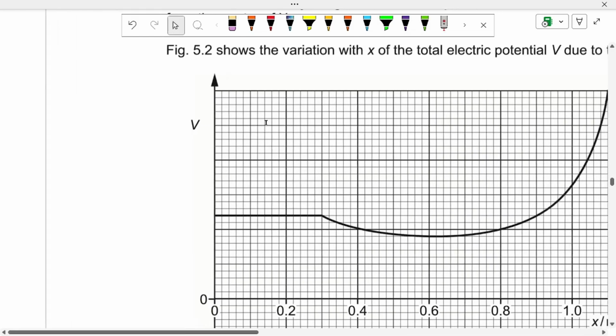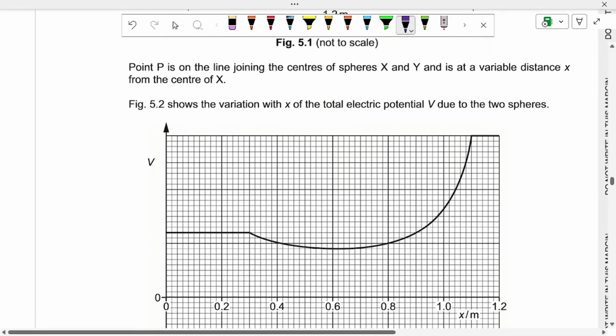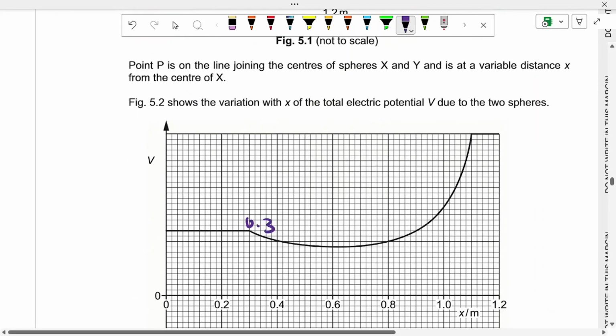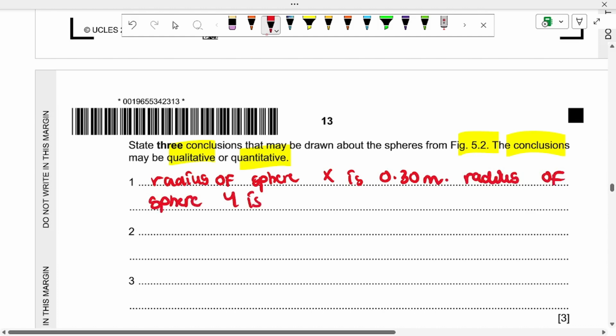So if I have these graphs where I've been given a potential graph against displacement, inside the sphere I know that no work is done because the potential is constant. So for sphere X, the radius is, in this case, 0.3 over here. In this case, it's going to be 0.1. But from here, it's 1.2, 1.1. So this gap is going to be 0.1. So the radius of sphere X is 0.30 meters, and the radius of sphere Y is 0.10 meters. First point. Let's move on. Is the charge on one thing positive? Is the charge on the other thing negative? Okay, let's talk about it.